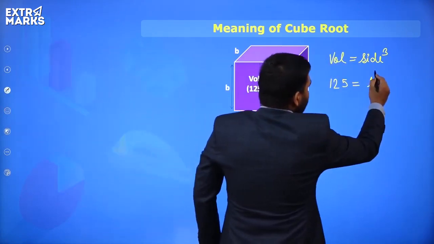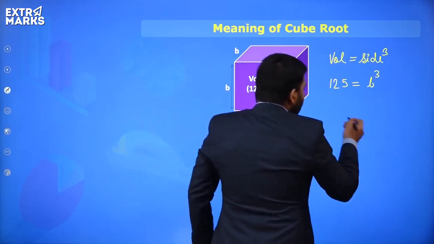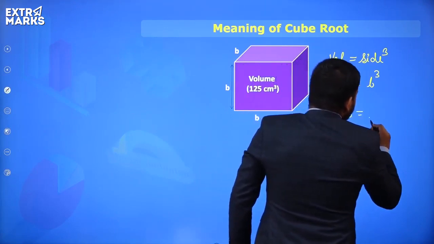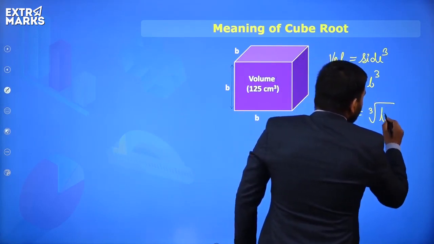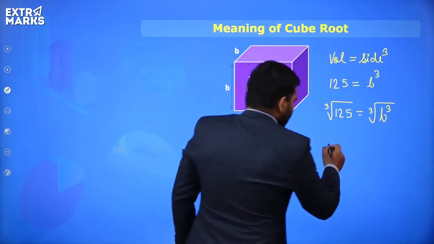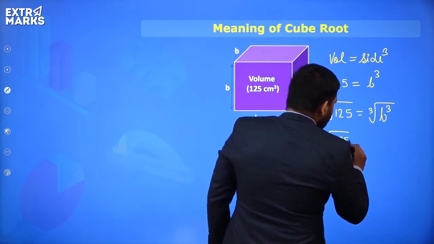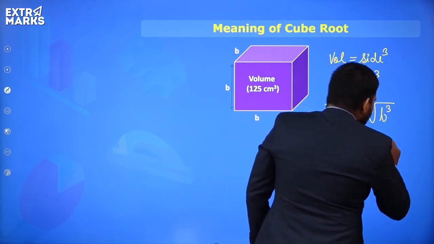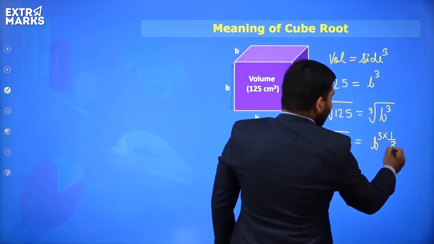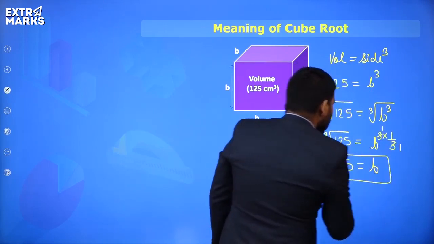See, it is B cube, right? Now everyone, how can we remove this cube? So you will say, we'll take the cube roots on both the sides. We will take the cube root on both the sides. Now everyone, this cube root basically means 1 by 3. So we can say cube root of 125 is equal to how much? B cube times 1 by 3. This is the meaning of cube root. So 3 ones are 3, you're left with what? B is equal to what? 5. This is the actual way.